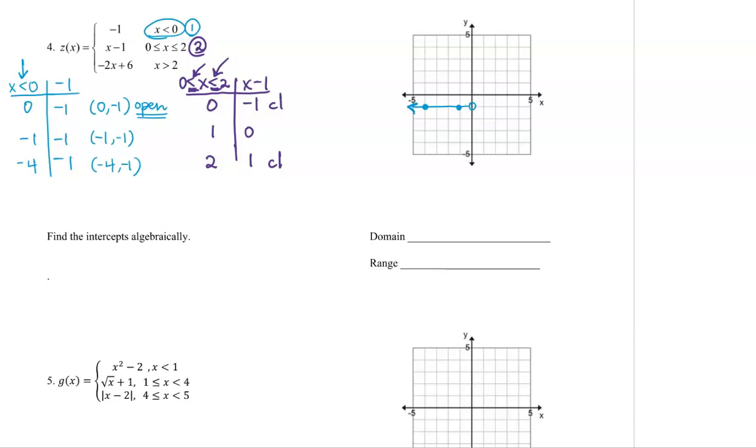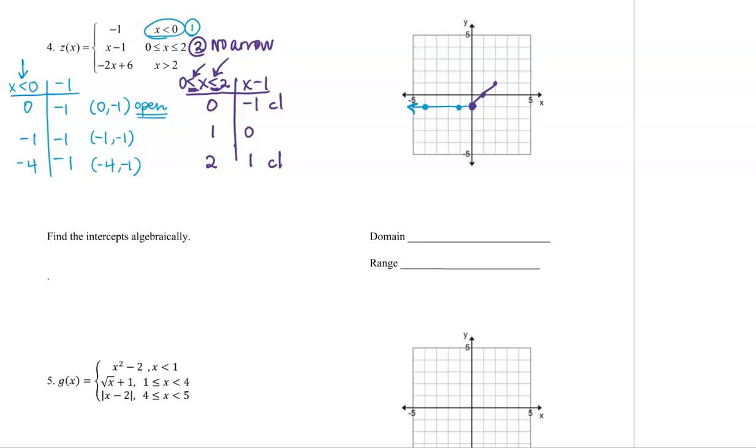So let's go ahead and plot the points for that middle piece that only exists between 0 and 2. We have the point 0, -1 closed. Notice that does close in this point right here at 0, -1, and that is okay. We have the point 1, 0, and then we have the point 2, 1. And I'm going to connect those 3 points. Notice that I am not using an arrow for that second piece. There's no arrow on that piece because that piece stays bounded between 0 and 2.